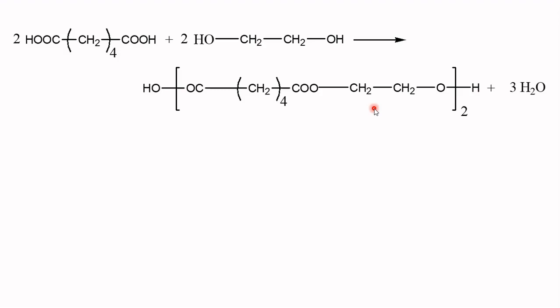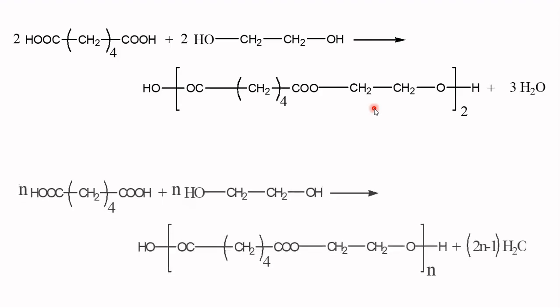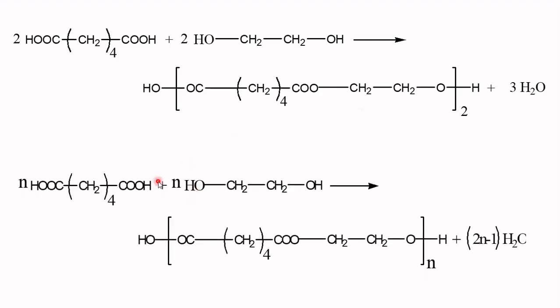If n molecules of ethylene glycol and n molecules of adipic acid are available, they will react together to give a very big molecule, what we call a polymer. So it can be simply represented like this. n molecules of adipic acid combine with n molecules of ethylene glycol and produce a big molecule, that is what we call a polymer. This is how the polycondensation reaction proceeds.